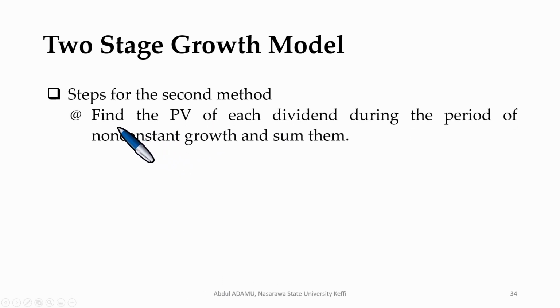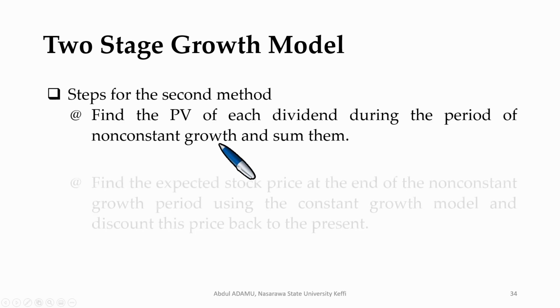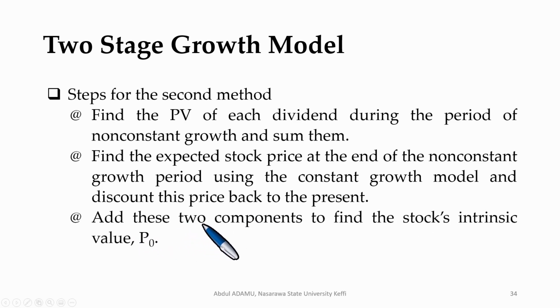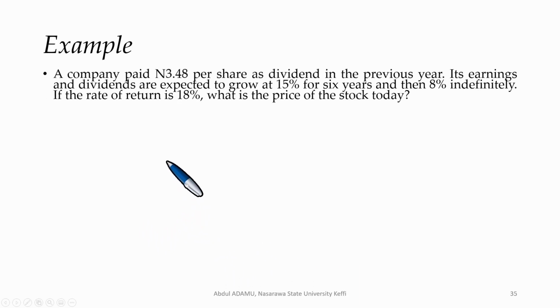For that one, you find the present value of each of the dividends during the period of the non-constant growth rate and sum them. Then find the expected stock price at the end of the non-constant growth period using the constant growth model, and discount this price back to the present. Add these two components to find the stock's intrinsic value. So let's take an example.